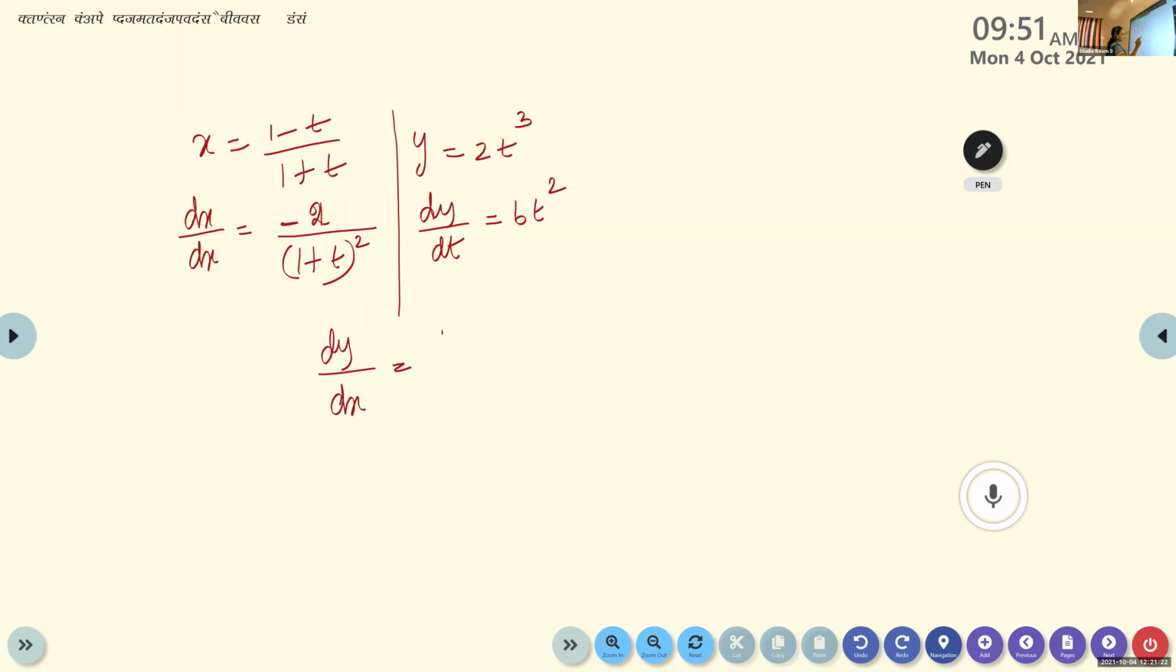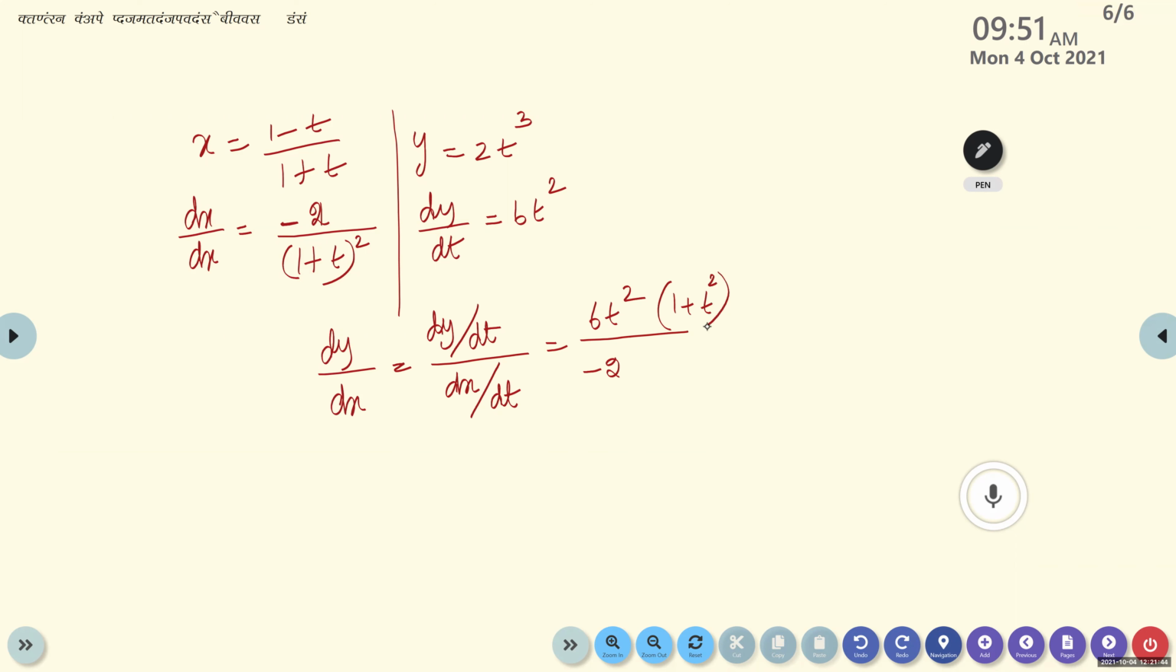This is dy by dx, dy by dt by dx by dt. So which is 6t square by minus 2 by 1 plus t square, isn't it? So we can take that 1 plus t square to the numerator. So it is minus 3 into t square into 1 plus t square. Okay.